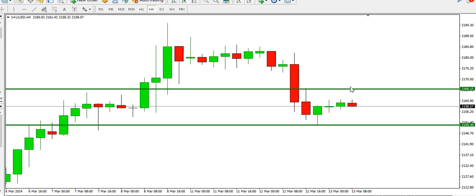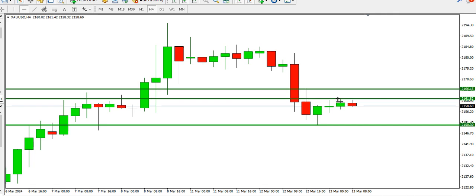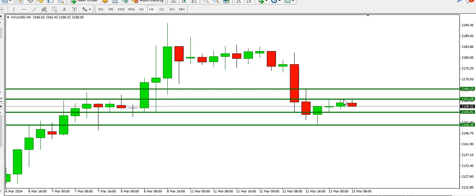All right, and we have even a smaller range within a range within a range. Okay, looking for a break of this. If it breaks this 2161, another layer is at 2166. If it breaks 2155, another layer is 2150. So it's a tight range.